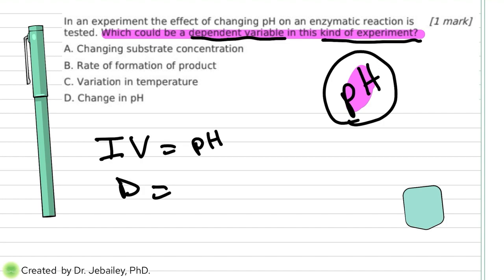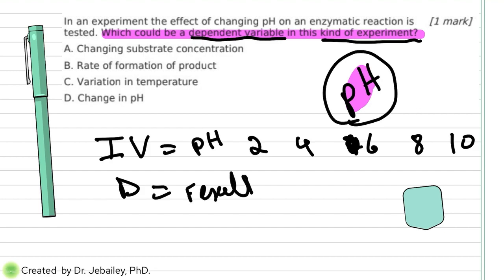Now, if that's pH, that means I might be testing a pH of 3, a pH of 4, a pH of 7, let's put 6 instead, and then 8 and 10. So I'm testing different pHs on the enzyme. What could be the dependent? That means what do I want to see as a result? Like the changes that are happening. The first one says the change of substrate concentration. That's actually what the enzyme is going to be working on, right?